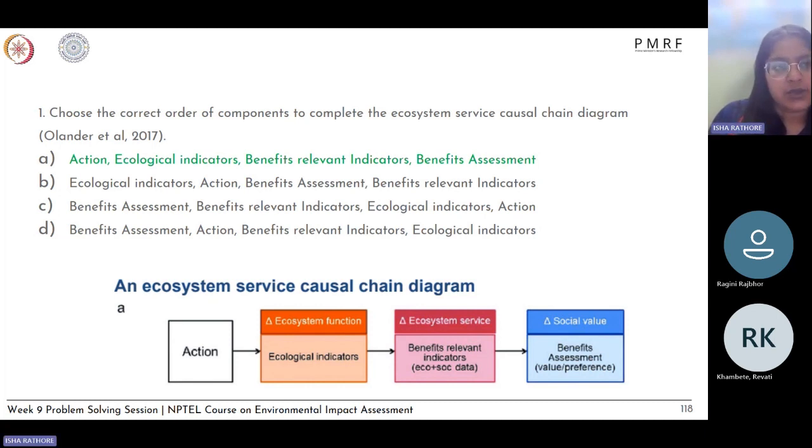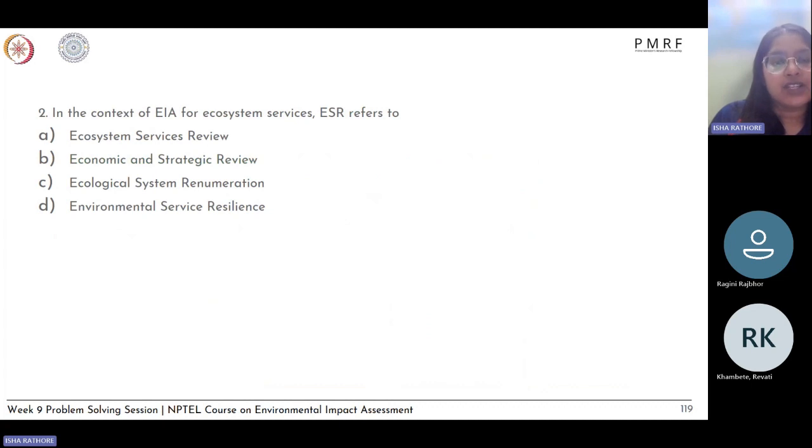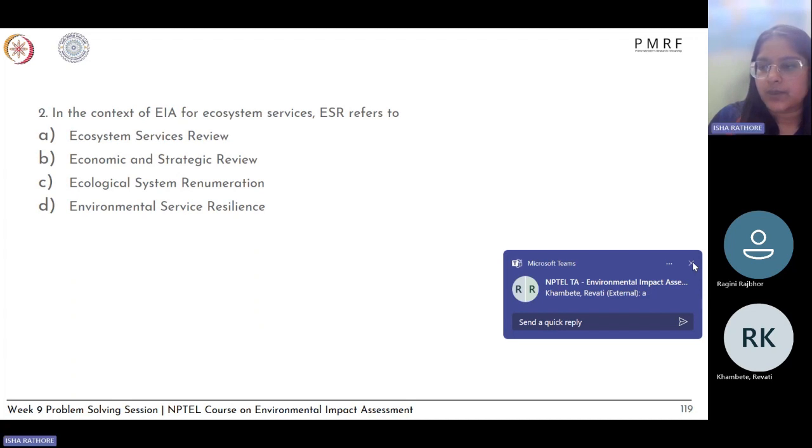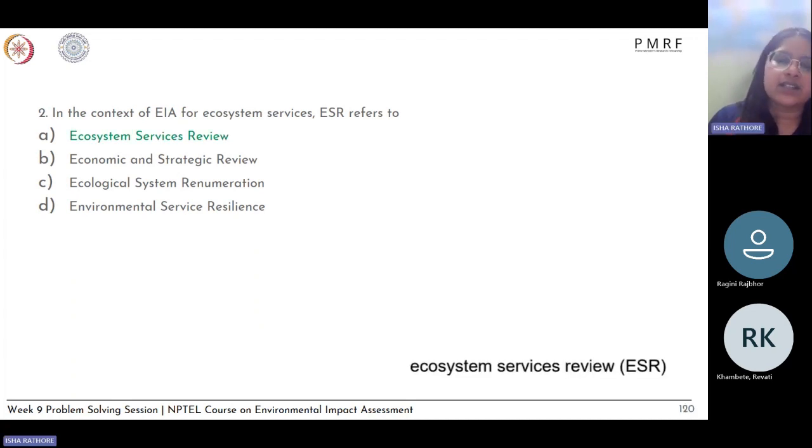So moving on to the next question. So in the context of EIA for ecosystem services, ESR refers to A, ecosystem service review, B, economic and strategic review, C, ecological systems enumeration, or D, environmental service resilience. We have one answer A. So A is the correct answer. Ecosystem service review is known as ESR in the context of ecosystem services. So A is the correct answer. Moving on to the next question.